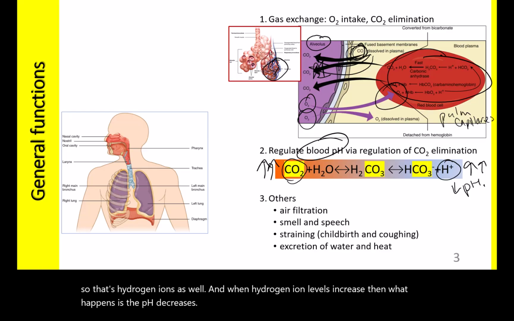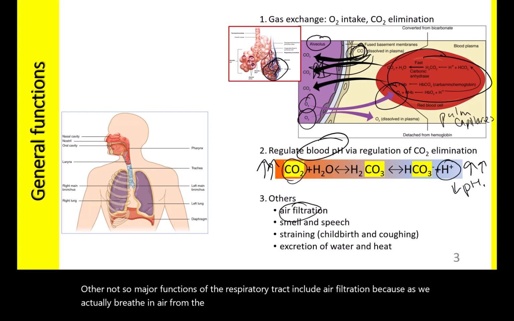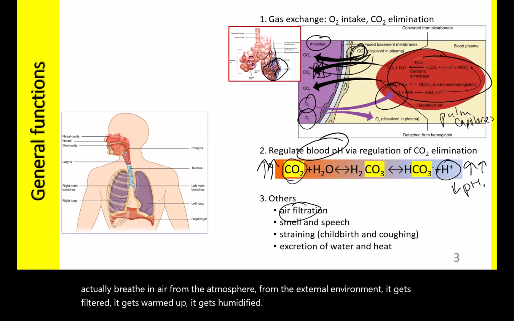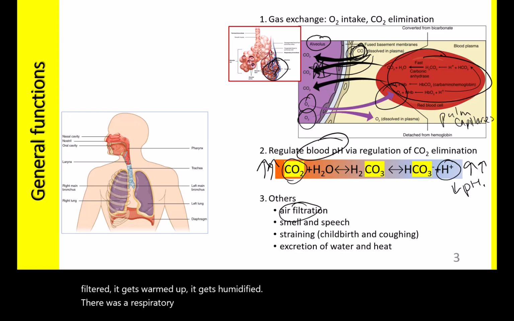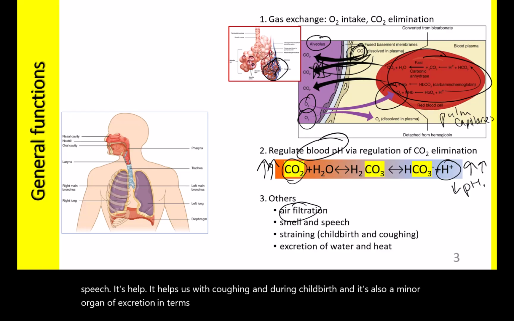Other, not so major, functions of the respiratory tract include air filtration, because as we breathe in air from the external environment, it gets filtered, warmed up, and humidified. The respiratory system also helps us with our sense of smell, olfaction, as well as speech. It helps us with coughing and during childbirth, and it's also a minor organ of excretion in terms of water and heat.